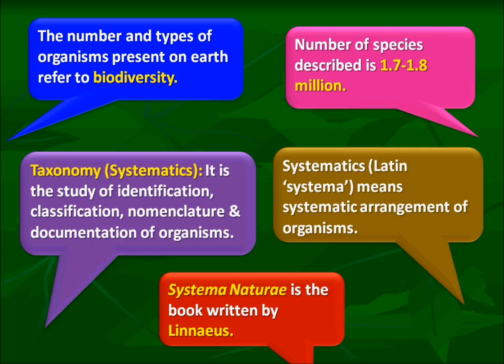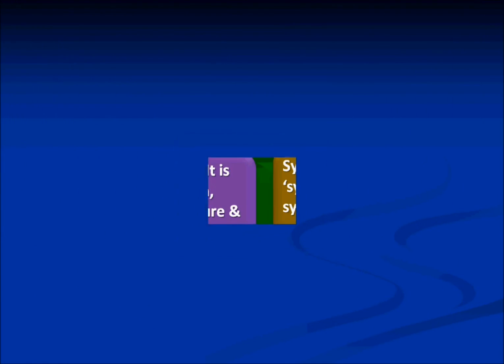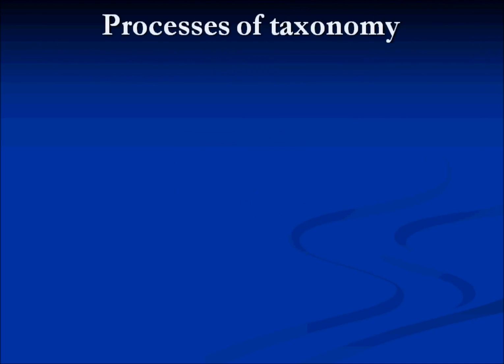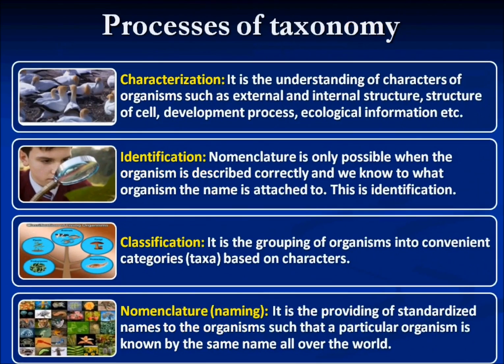Now let's learn what we include in taxonomy. So our topic is processes of taxonomy. So as you can see here, there are proper steps of taxonomy: characterization, identification, classification, and nomenclature. So first let's study about characterization.